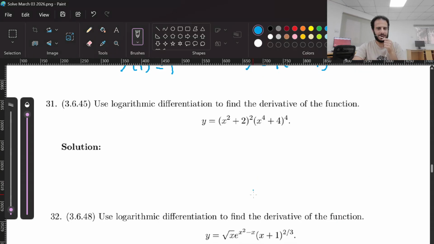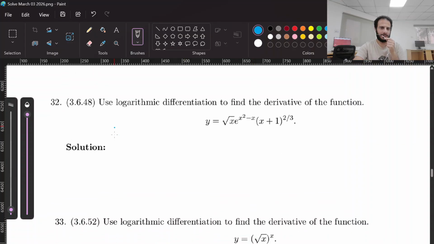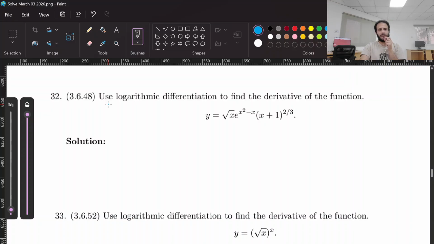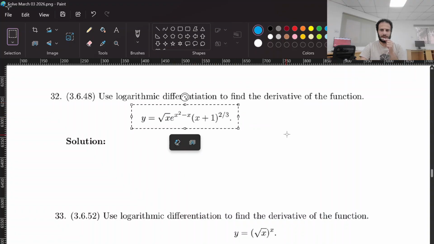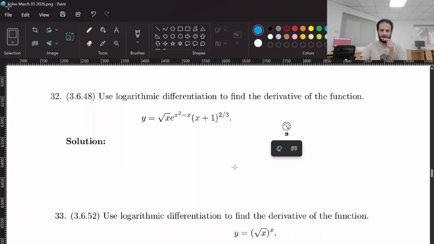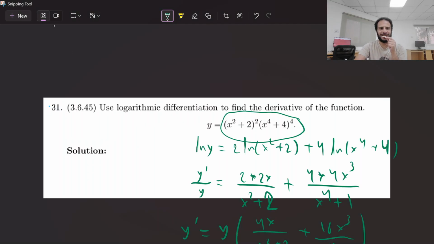Yes. Please help me with problem 32. Use logarithmic differentiation to find the derivative of the function. Yes. It's ln y. What's your estimate? Do you think we will need more than this space here? I think we will. Let's take it out.